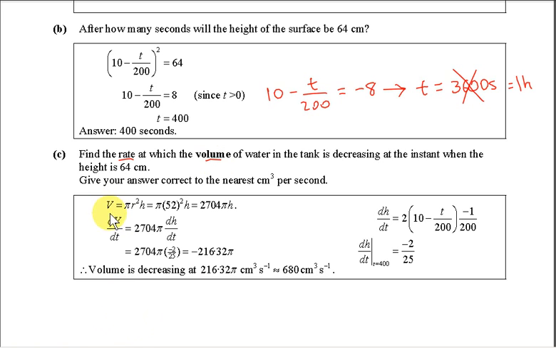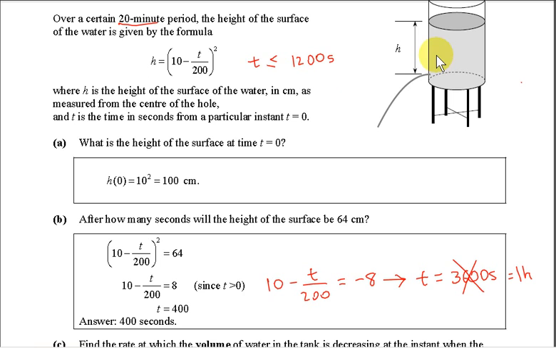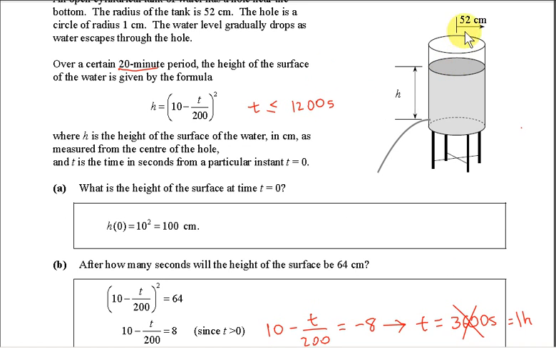Now to get dV/dt, we need a formula for V. V is the volume of water. As you can see, the volume of water is in the shape of a cylinder. A cylinder has a fixed radius of 52 centimeters. However, the height of water is changing. We can see that h is decreasing with time. h is obviously a function of time given by this formula here.